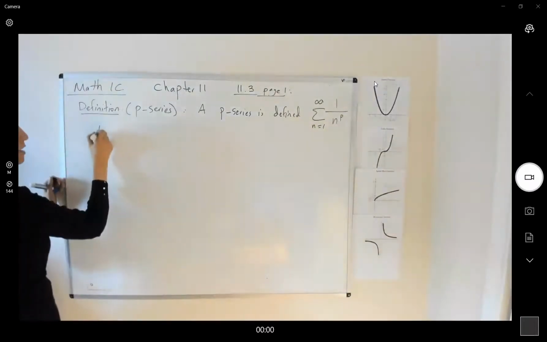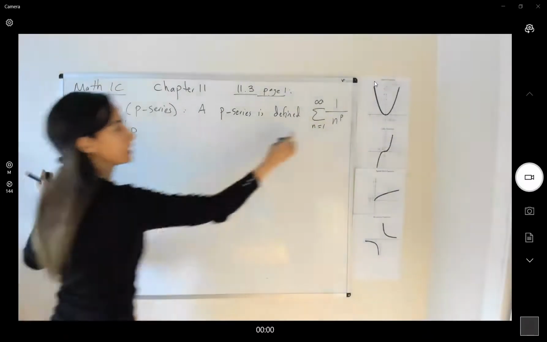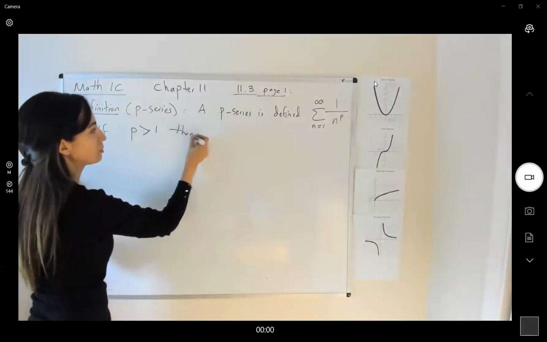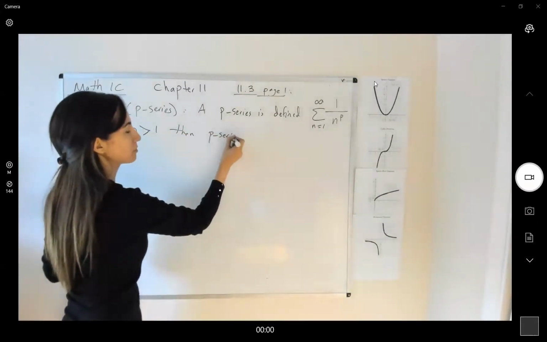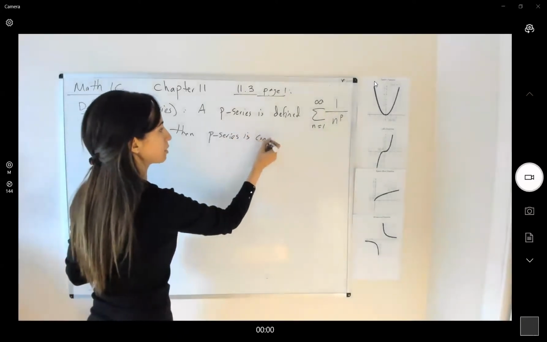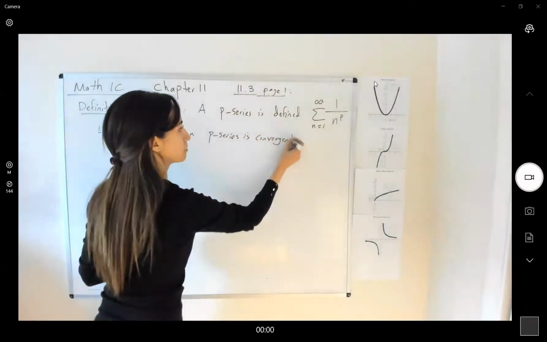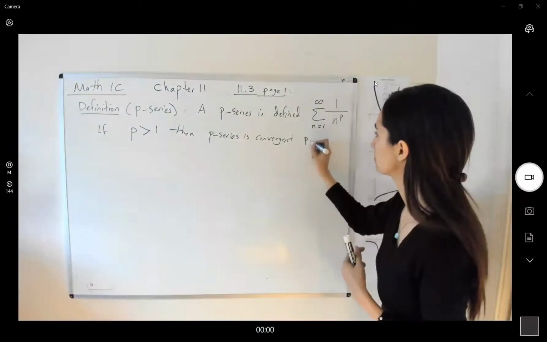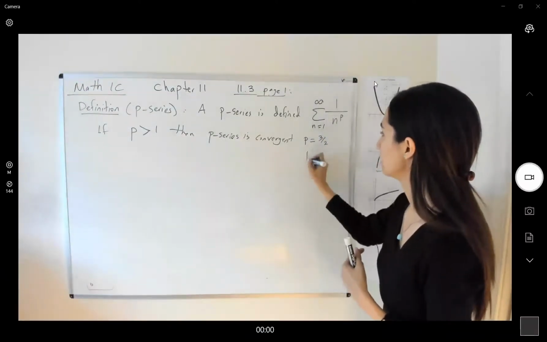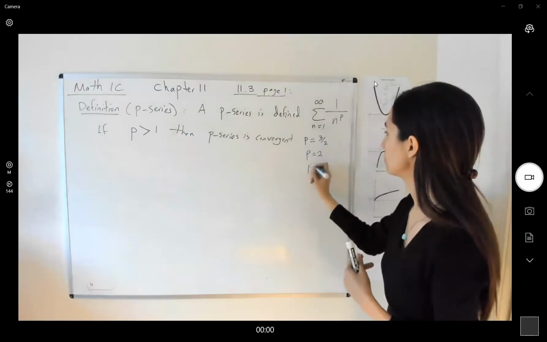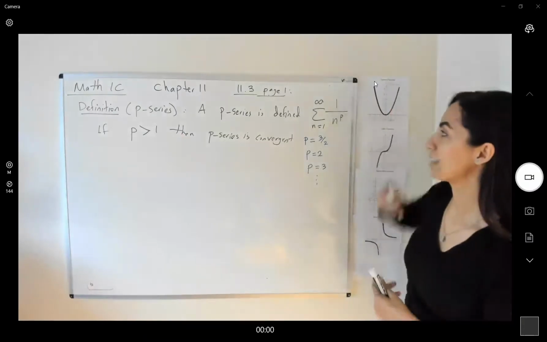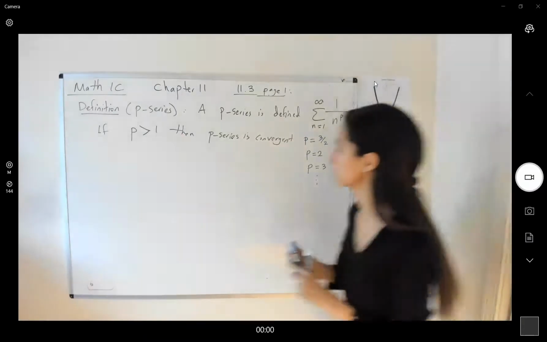You say that if p, the exponent, is greater than 1, then the P-series is convergent. So if p is equal to 3/2, if p is equal to 2, if p is equal to 3, and so on, you have a convergent series.